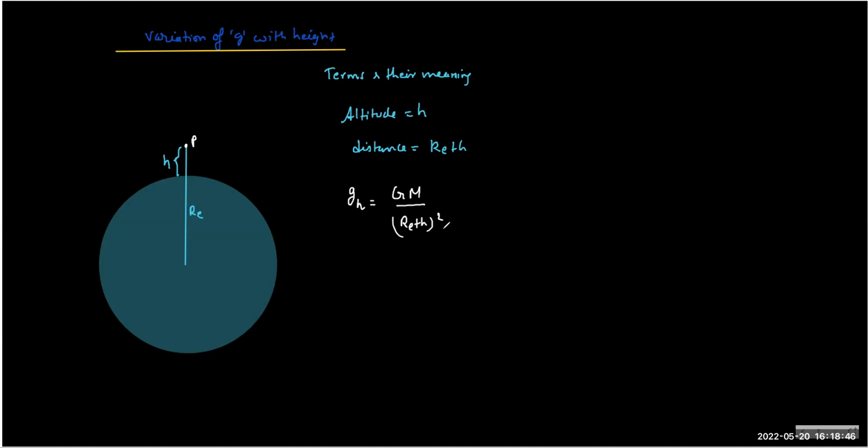If we have to find the g at a height h from the Earth's surface, which is called altitude, the distance will change from R_E to R_E plus h. So we have a simple nice formula. You can just write GM by (R_E plus h) whole square. That's it. But sometimes we can also write this as GM upon R_E squared, taking common, times 1 plus h by R_E whole square. And we know that GM by R_E squared is called the g on Earth's surface. So we want to relate things with g on the surface, and the formula takes place in this form.